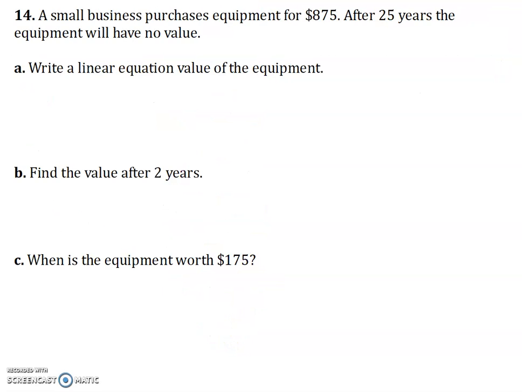Now let's go ahead and look at one more example. A small business purchases equipment for $875. After 25 years, the equipment will have no value. They did not give us the slope on this one. For them to give us the slope, they would have to say the equipment depreciates this much per year, which it doesn't. So we are going to have to find the slope.